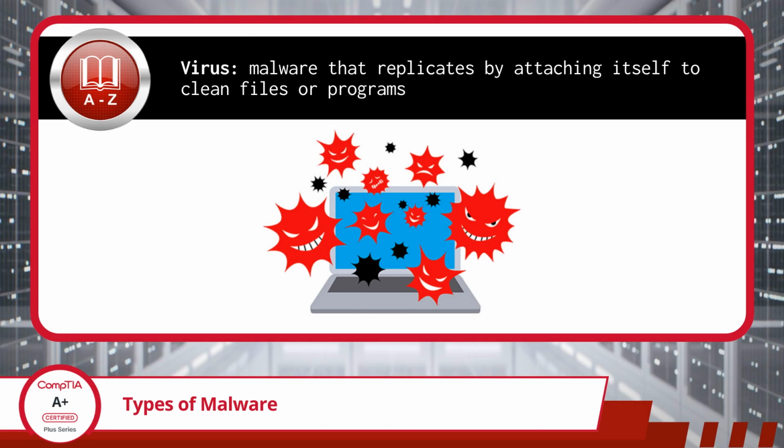First up, we have viruses. A virus is malware that replicates by attaching itself to clean files or programs. When the infected file is opened or executed, the virus activates and spreads further throughout the system. Much like a biological virus, its primary goal is replication and infection. Viruses can corrupt files, damage operating systems, slow system performance, and spread to additional devices if left unchecked.